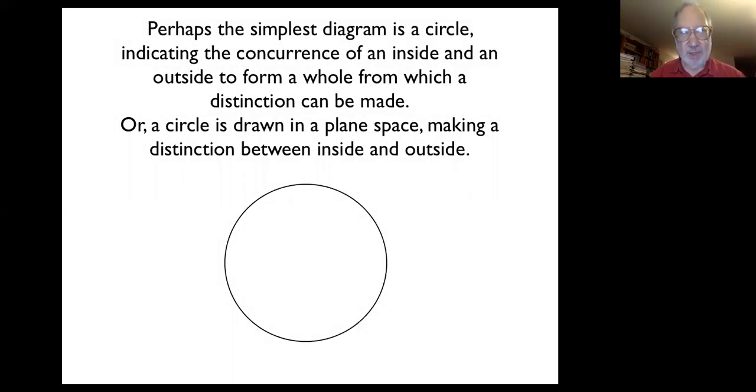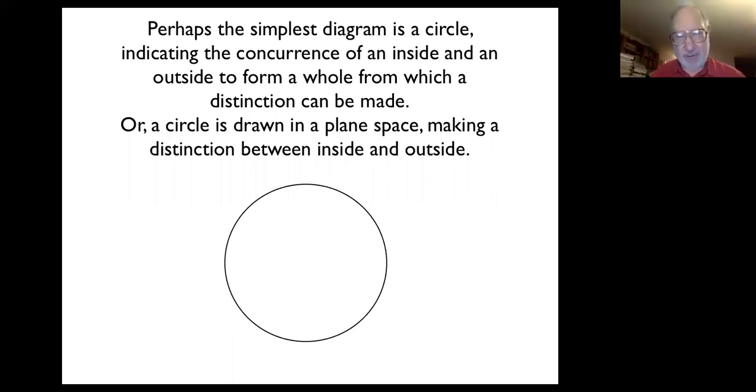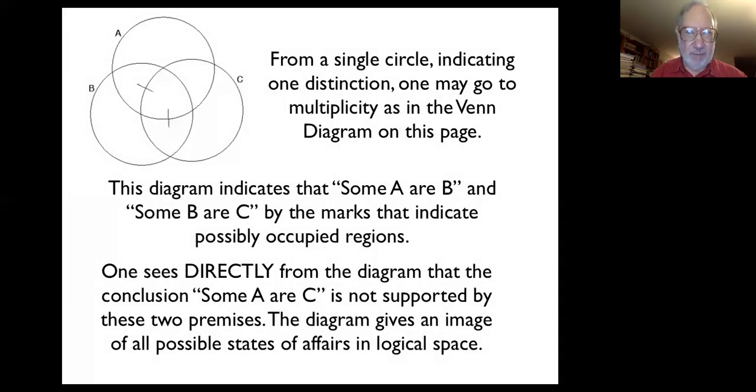Simplest diagrams, a circle maybe, indicating the concurrence of an inside and an outside to form a whole from which a distinction can be made. Or a circle is drawn in a plane space, making a distinction between inside and outside. And from a single circle indicating one distinction, you can go to multiplicity, as in the Venn diagram on this page. This diagram, using a notation due to Lewis Carroll, which I wish to discuss in a moment, indicates that some A or B and some B or C, by the marks that indicate the possibly occupied regions.